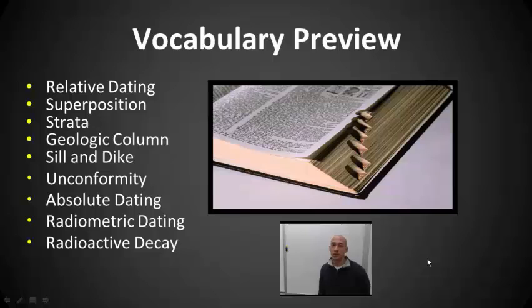Before we get any further into the lesson, let's take a look at the vocabulary that we're going to need for today. I'll start at the top of the list, and we'll work our way down towards the bottom of the list. We'll begin with relative dating. It might sound familiar to some of you because we discussed it briefly when we were in the evolution unit. We'll follow that up with superposition, strata, what constitutes a geologic column. We'll also talk about sills, or as some people refer to them, geologic dikes. We'll discuss unconformities, and then we'll get into absolute dating. We'll finish up with radiometric dating and radioactive decay.